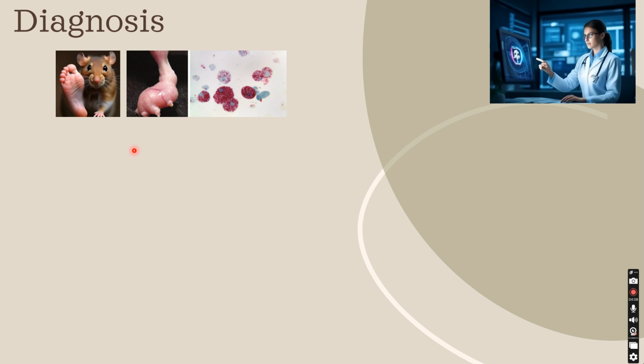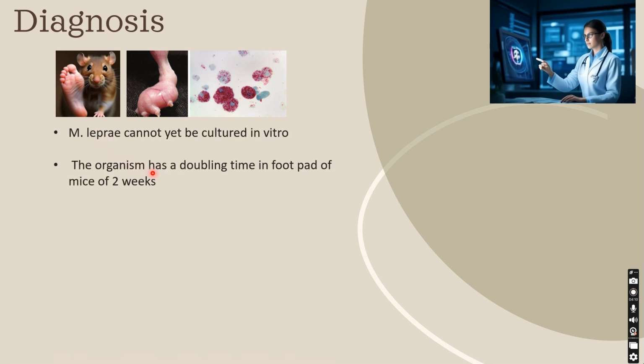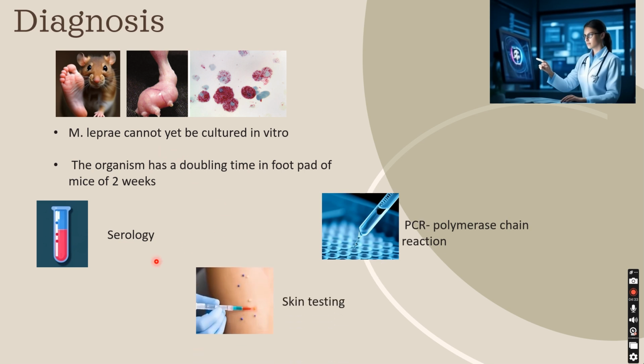Okay, so how to diagnose? As already said, it is a slow growing bacteria, right? And it cannot be cultured by in vitro techniques. Okay, so we need a living tissue, a living organism, to prove it. And to the rescue, we have the mouse. In the rat or in the mouse footpad, they found that this mycobacterium can be cultured, but it will take a minimum of 2 weeks. So we do have other techniques such as serology, skin testing, and polymerase chain reaction is the recent one with which we can diagnose within days.